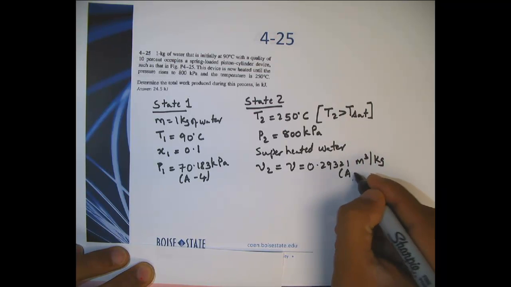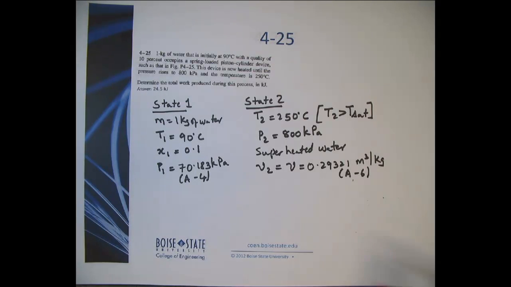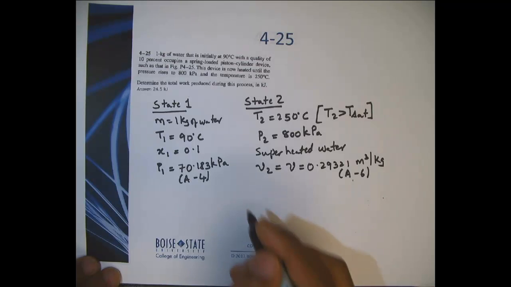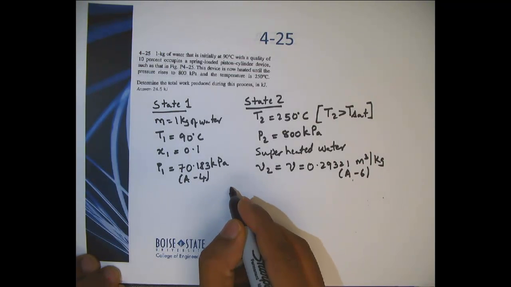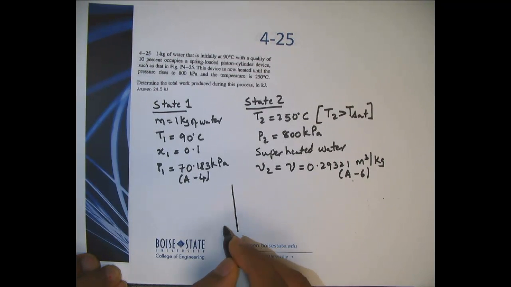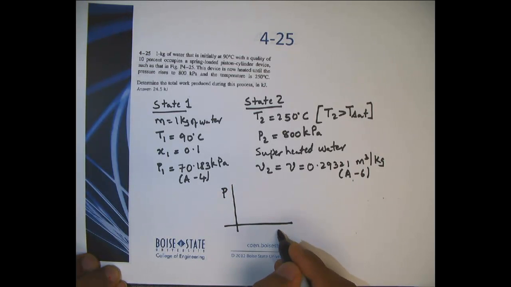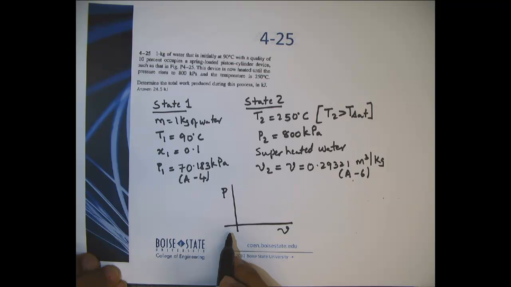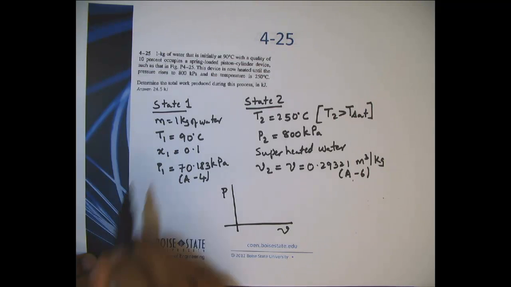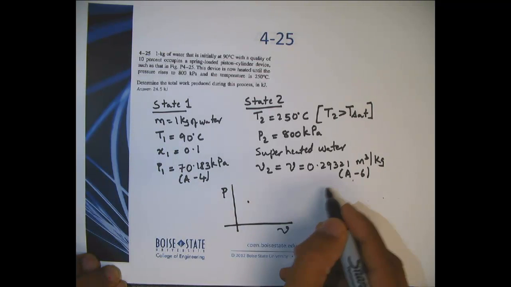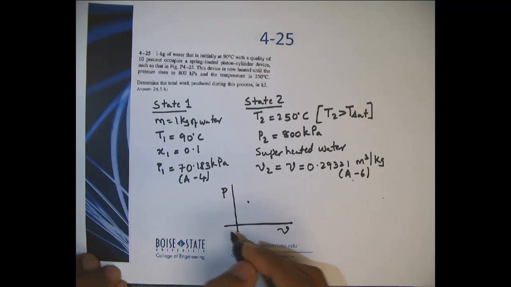And again, this is from table A6. So you can see that when we want to draw this on a PV diagram, even though we don't know exactly yet what the specific volume at state 1 is, we can safely assume, since this is saturated, it would be less than the superheated specific volume. However, I know the pressures.